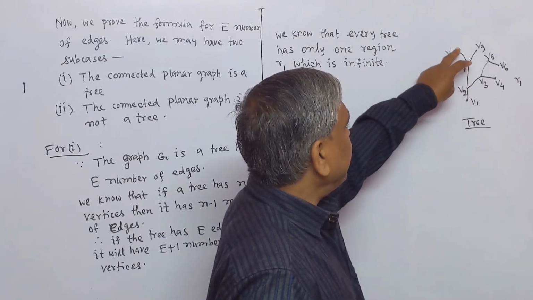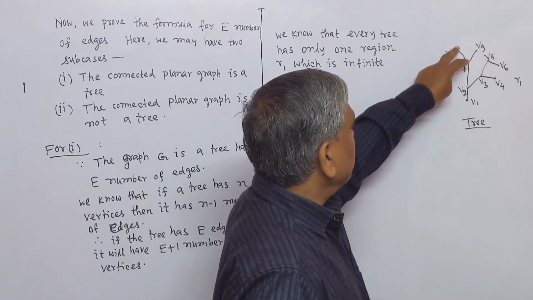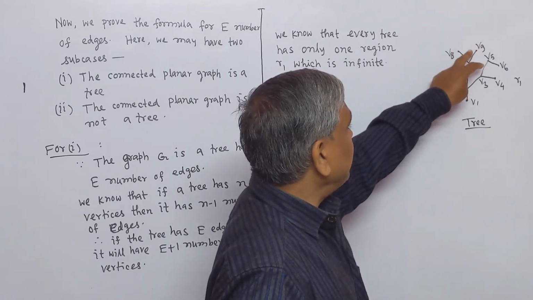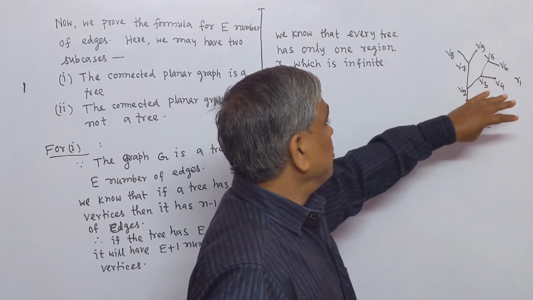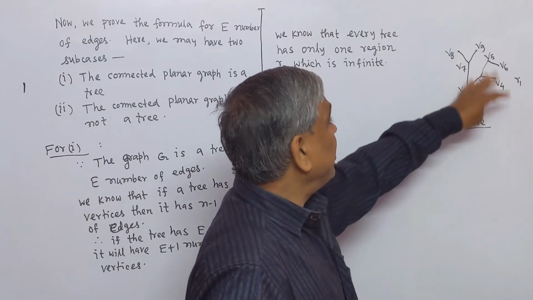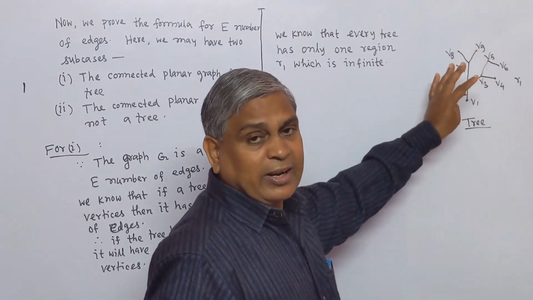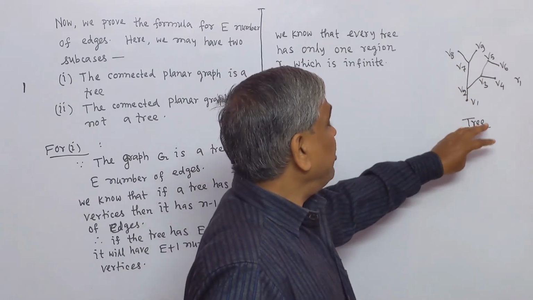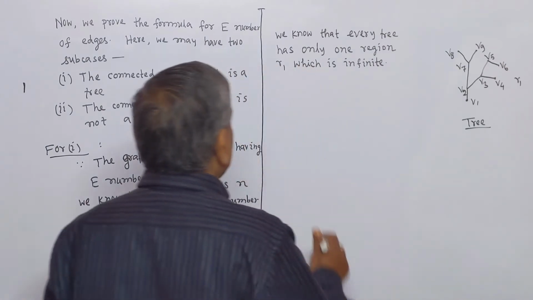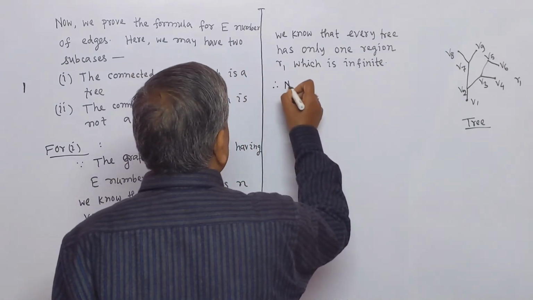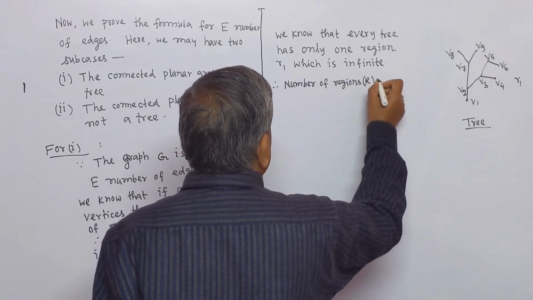Here we do not get any circuit. If we would get a circuit, then we get different regions. So we do not get any bounded region. Tree is unbounded. So the unbounded region is R1, that is the infinite region. Therefore, the number of regions is equal to 1.